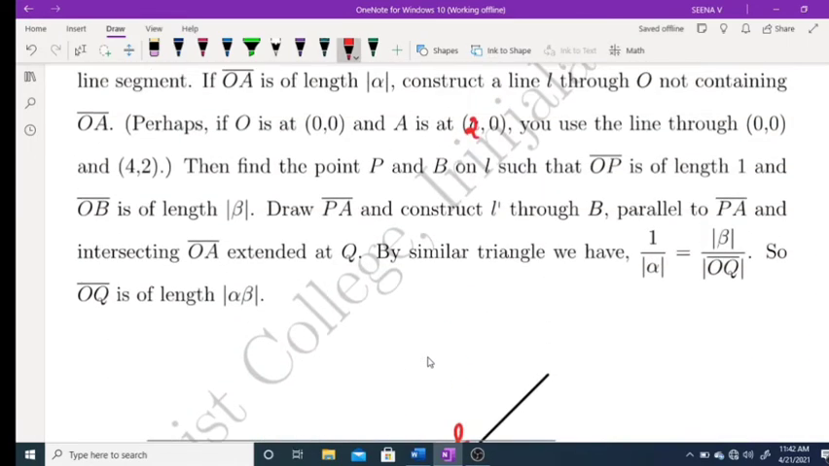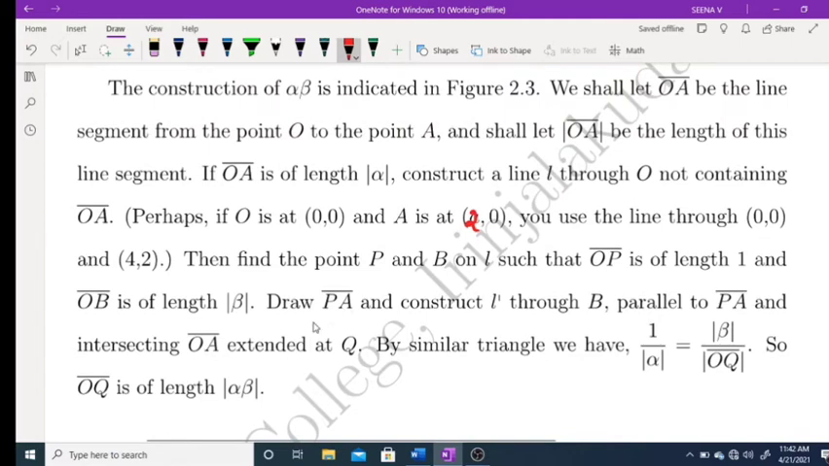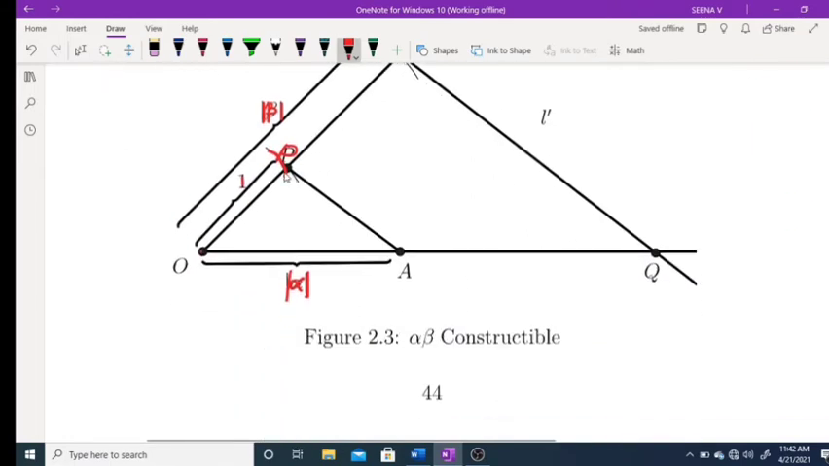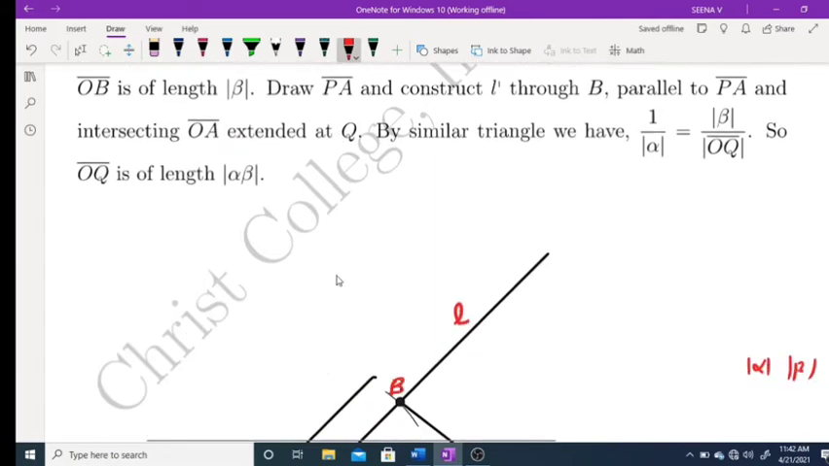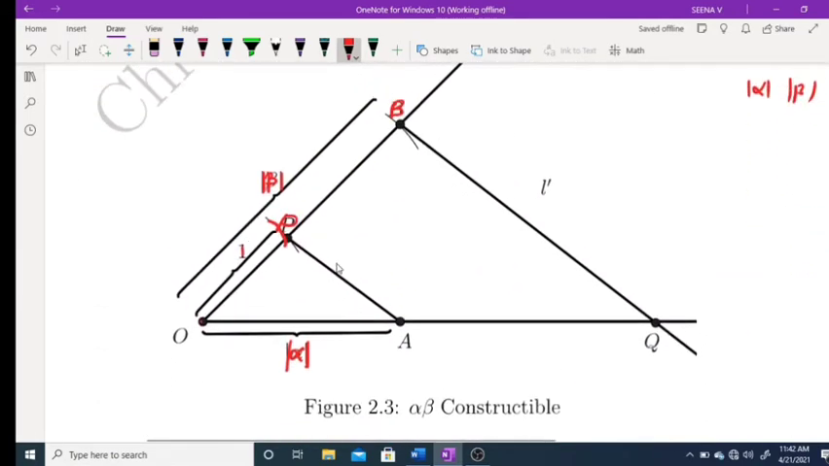Now what is our next? Draw PA. Now what we are going to do next is construct a line L dash through P parallel to PA and intersecting OA extended at Q. So what we are doing next is extending this just to draw a line, and then already we have drawn PA.